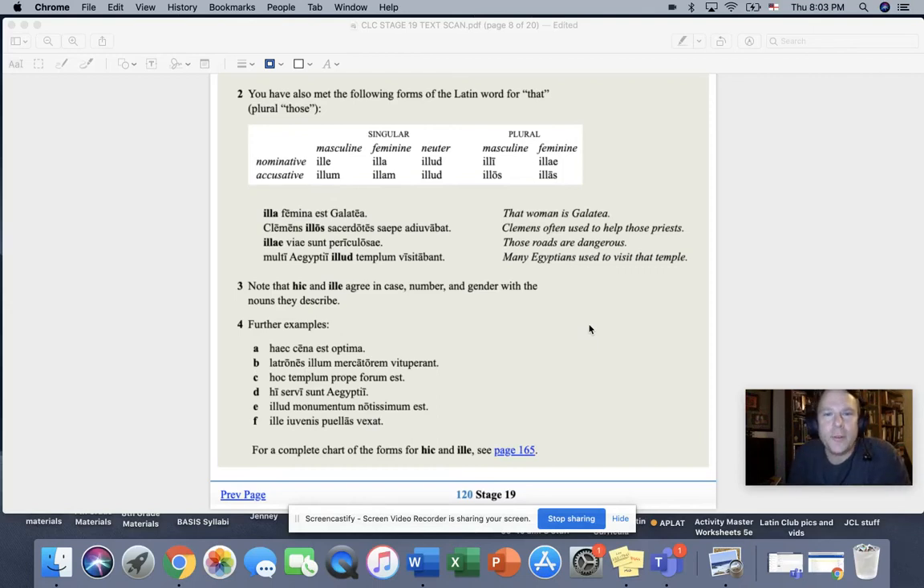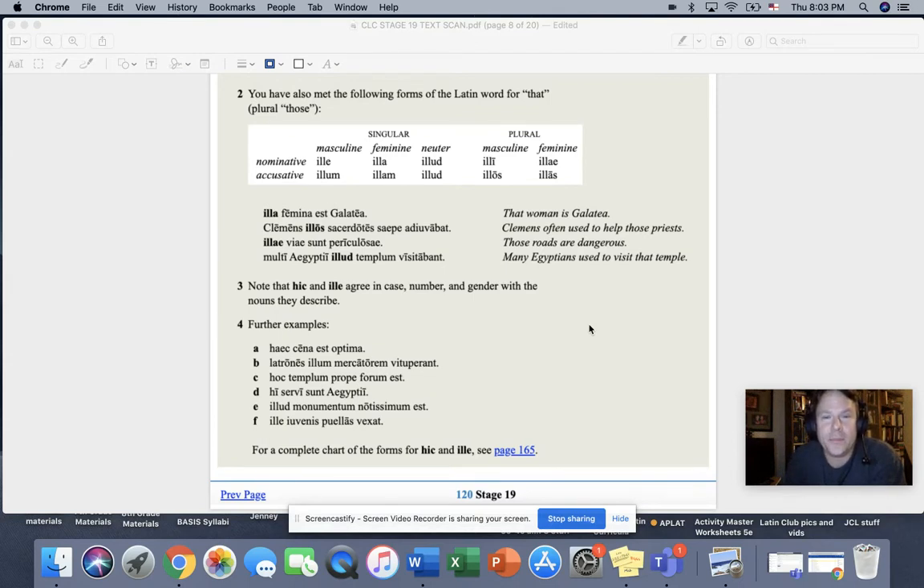Hello, everybody. We're going to look at stage 19, hic and ille right now. Your book presents these as a grammar topic. Some teachers make a really big deal about these. They're not a big deal. They're just two more vocab words.